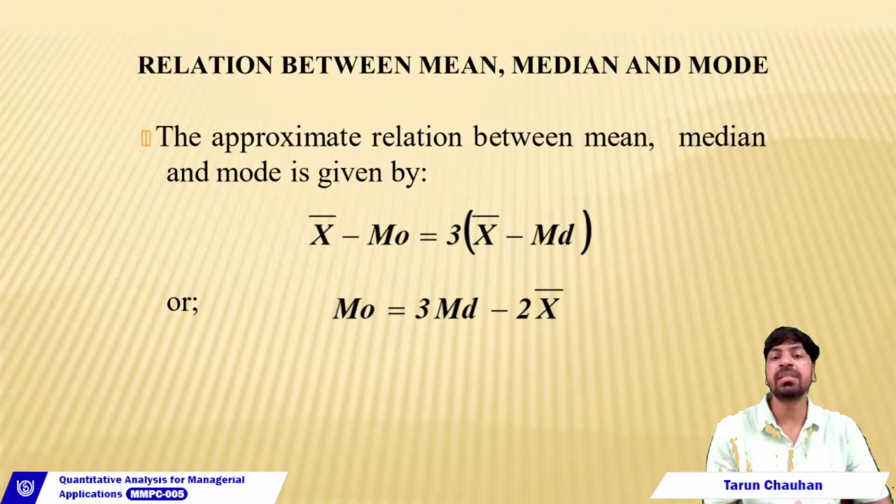Mathematically, it is an equation where x bar, the mean, minus mode is equal to 3 times (x bar minus median). Or in other words, the mode will be calculated from that equation, that is 3 median minus 2 mean.